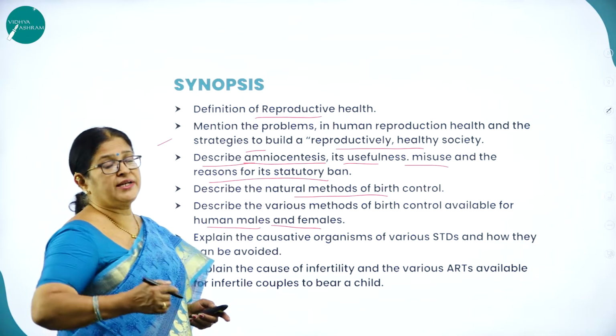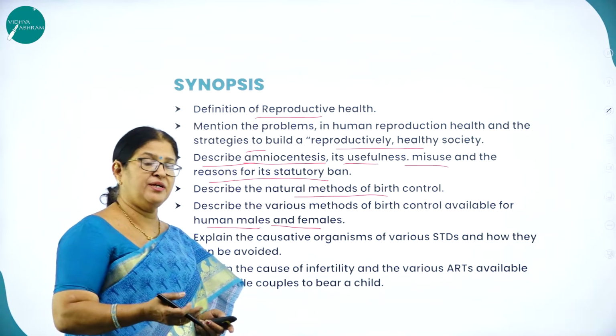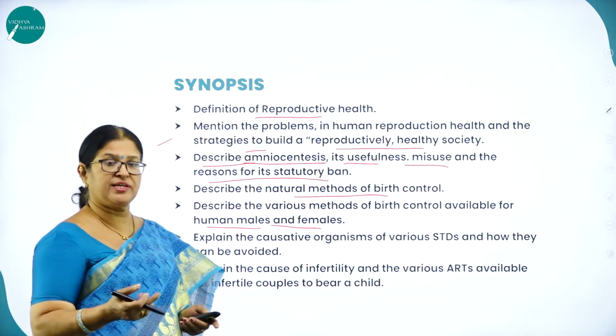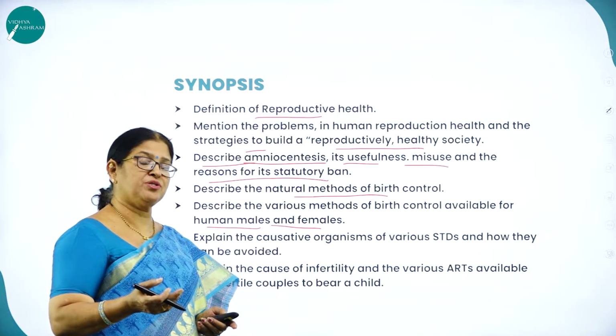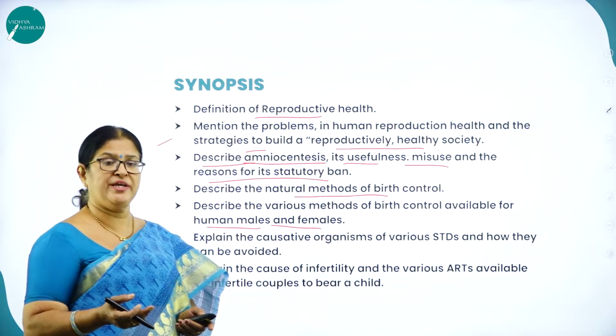Then describe the various methods of birth control available for human males and females. As I said, among temporary methods, we come across the natural method, barrier method, then use of IUDs, etc. And in permanent methods, we come across two very important methods, that is vasectomy in males and tubectomy in females.